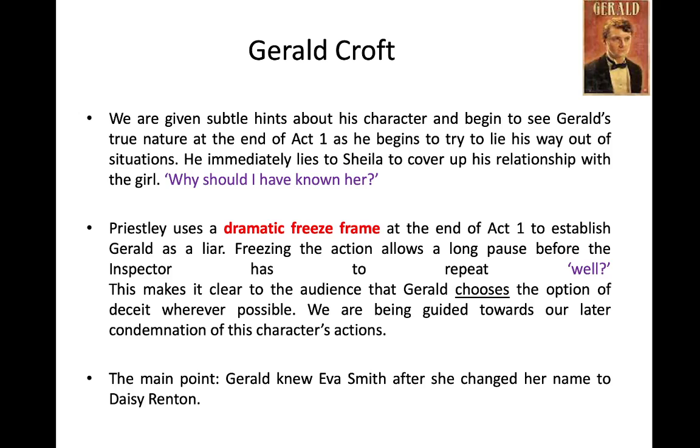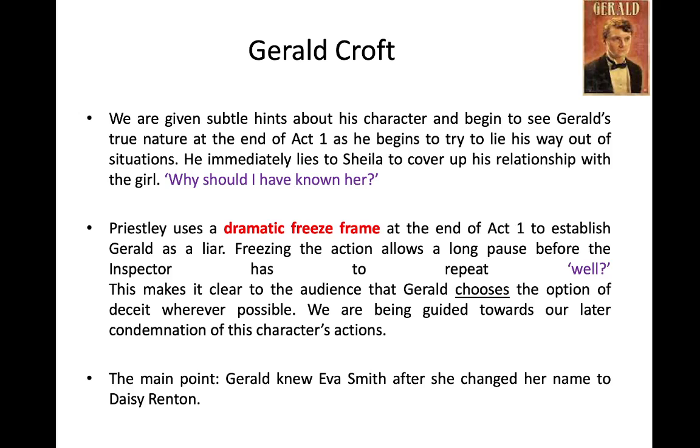questions as to Gerald's involvement with Eva Smith, who he knew as Daisy Renton. It's the same girl. She just changed her name in between being sacked from her job at Millwards and starting a relationship with Gerald, as you'll find out very shortly.